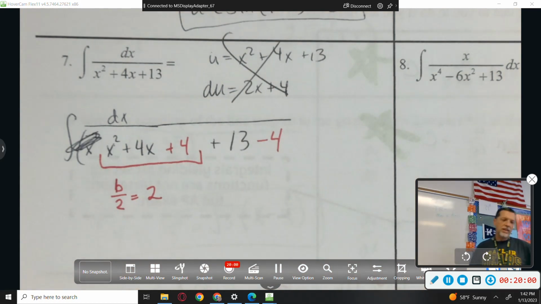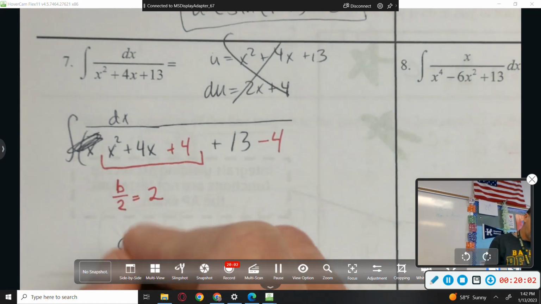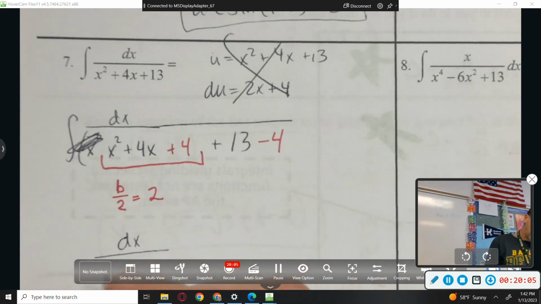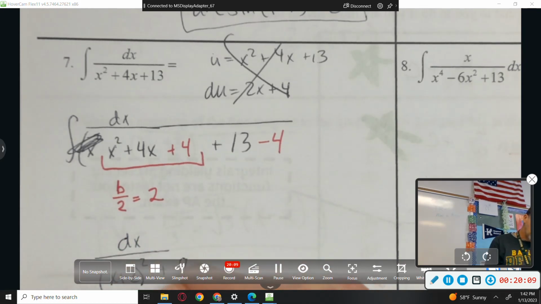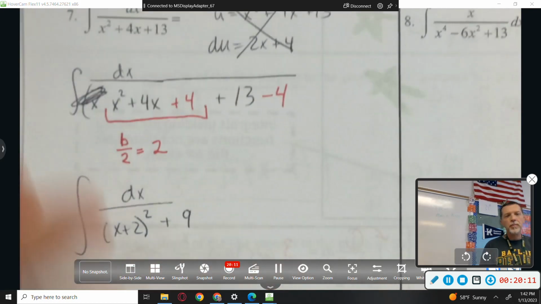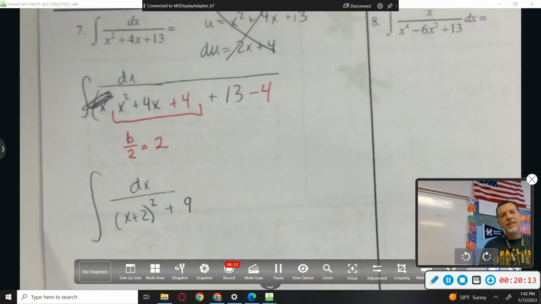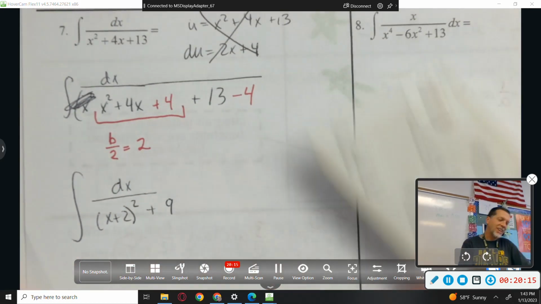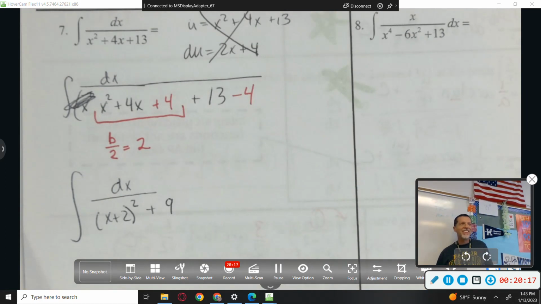I really don't like using that. So that's (x plus 2) squared plus 9. Wow, it's like it was rigged. It's like it was rigged to work. What does that look like now?